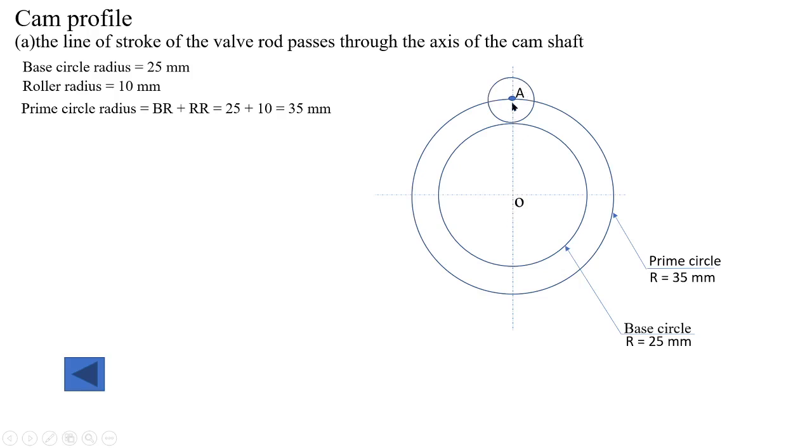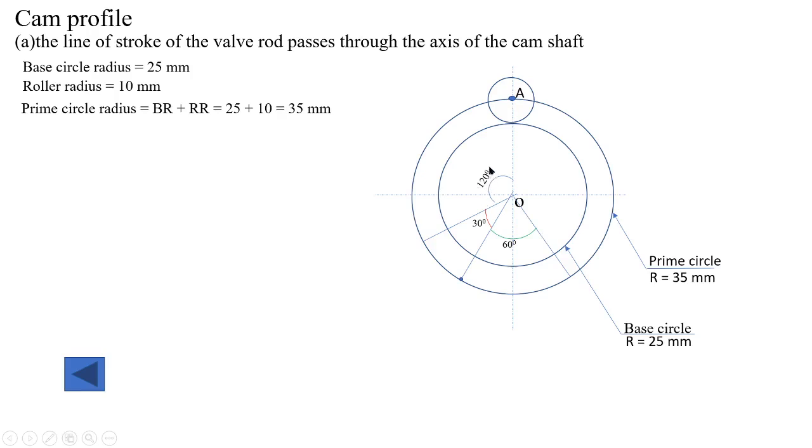Now from line OA, measure 120 degree. This 120 degree represents the outstroke. Measure 30 degree. This 30 degree represents the dwell period. Next you measure 60 degree. This 60 degree represents the return stroke. Then the remaining 150 degree represents the dwell period.